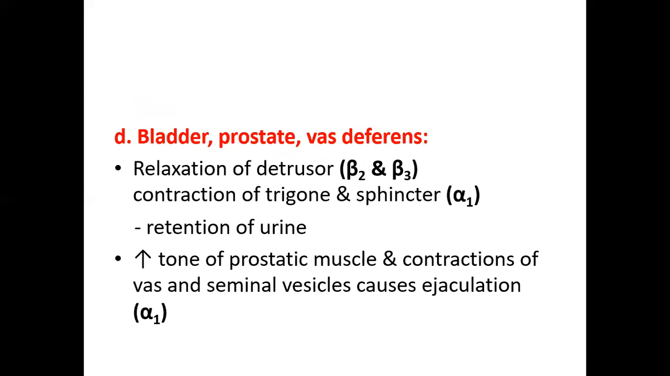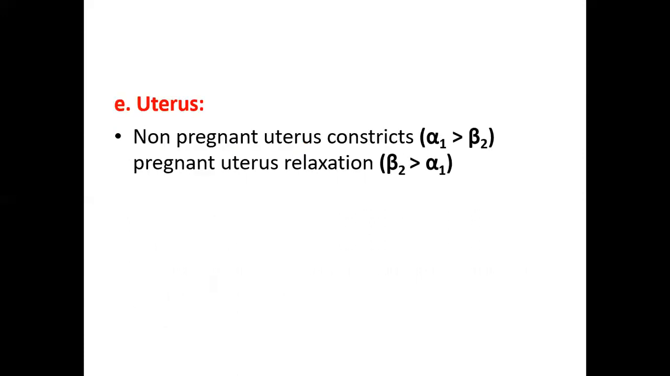And then on the bladder, as well as prostate and vas deferens, there is relaxation of detrusor muscles, mainly action on beta 2 and beta 3. And then there is contraction of trigone as well as sphincter muscles, thereby leading to retention of urine. And then the tone of prostatic muscles increases, as well as contraction of vas and seminal vesicle, causes ejaculation. Mainly the action is because of alpha 1.